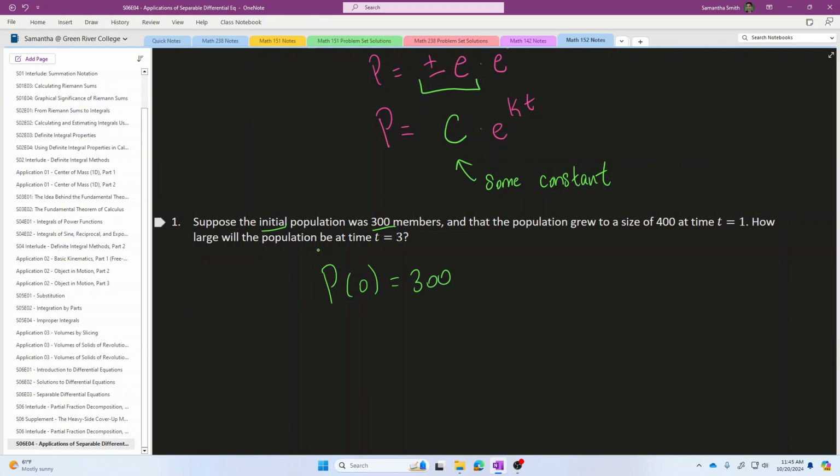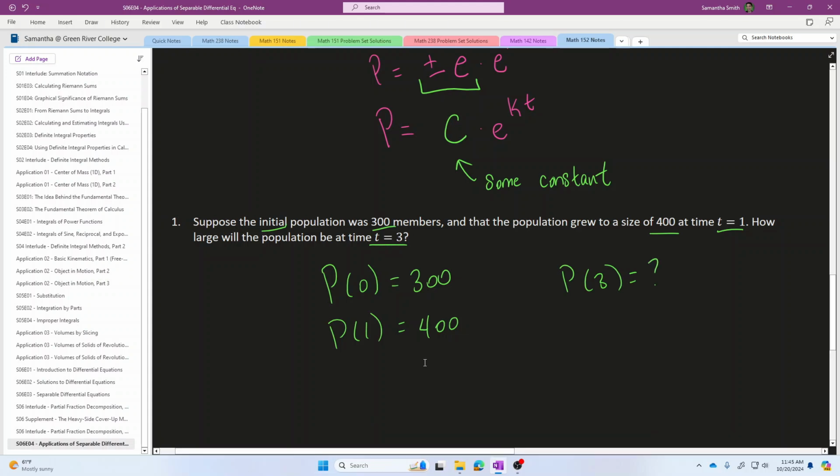Someone says to me, one time unit later, t equals 1, now the population is 400. They say, based on this information, would you be able to predict the size of the population at time 3? And I think we can.